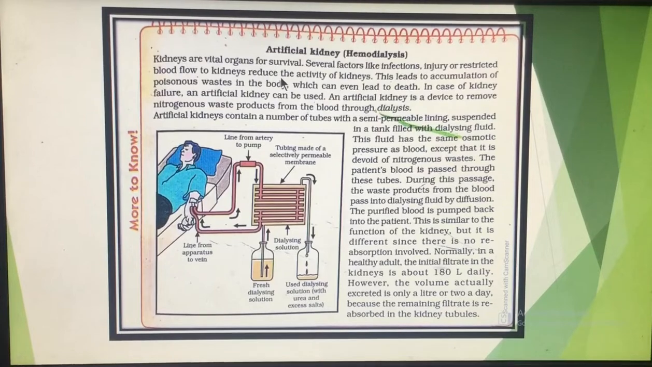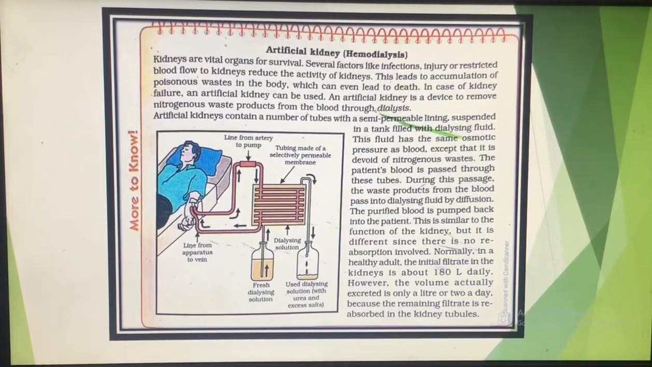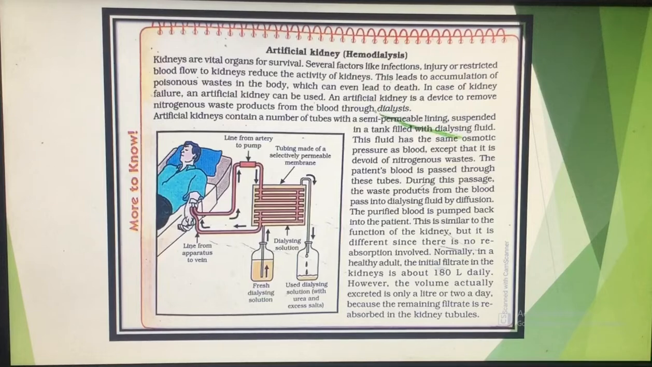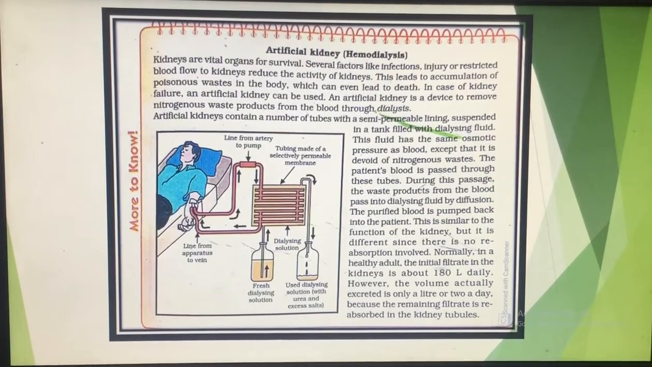Now if the kidney stops working, then the poisonous, toxic substances which are produced in the cell will get accumulated in the blood. Now what are those poisonous substances? That is nitrogenous waste material. And what are those nitrogenous waste materials? The urea, uric acid and ammonia.